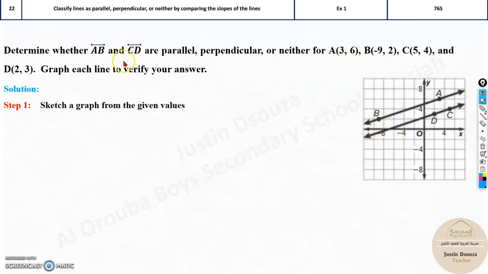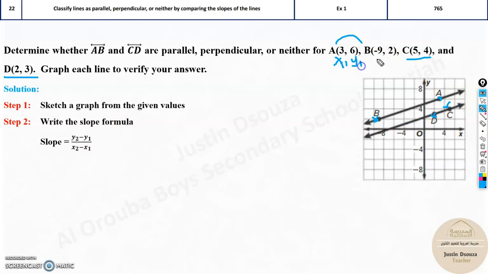How do we prove exactly? You need to write the slope formula and use the slope. Find the slope of the coordinates. Now from this graph, you know A and B are on the same line. D and C are on the same line. So A and B is together. C and D is together. So if you're finding the slope of, say, this line AB, you need to consider this as x1, y1, x2, y2. This is very important. Then again x1, y1, x2, y2. This would be the next one.